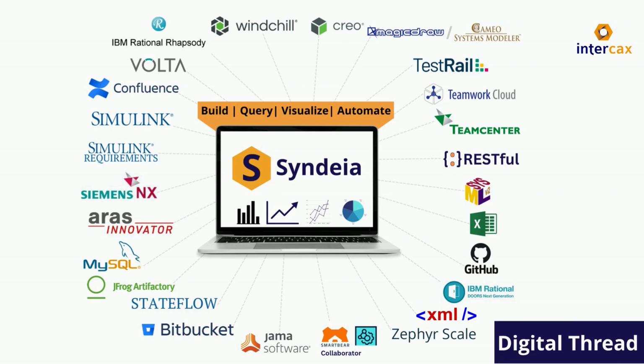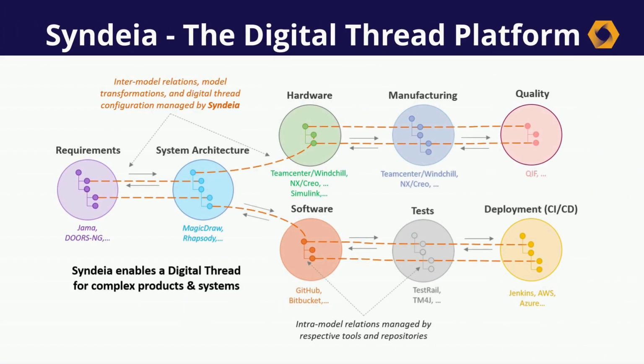We think that looks something like this. Each of these circles represents a different model of a different aspect of the system, and within each model there are model elements, artifacts like requirements and behaviors and simulation results. Within that model, these are connected together, and we call those intra-model connections, intra for inside the model. But we also want to tie these separate models together, and that's what the dashed orange lines represent. We call those intermodel relations, inter for between models.